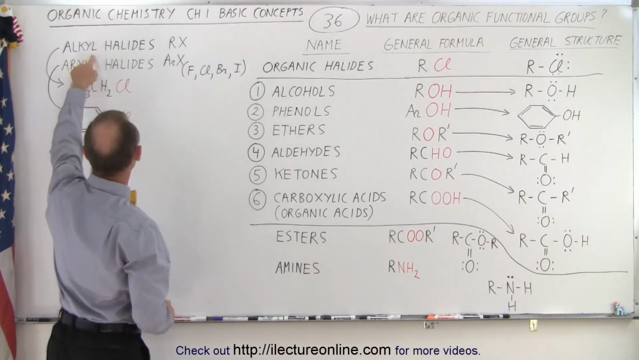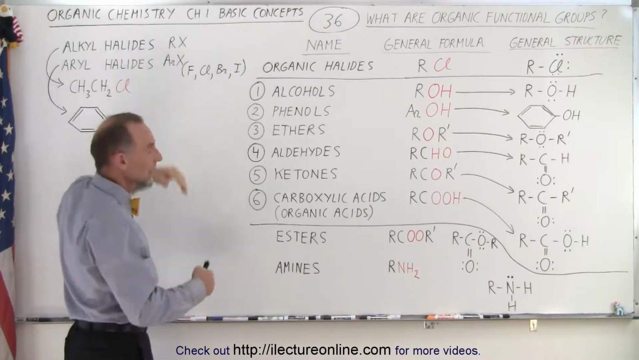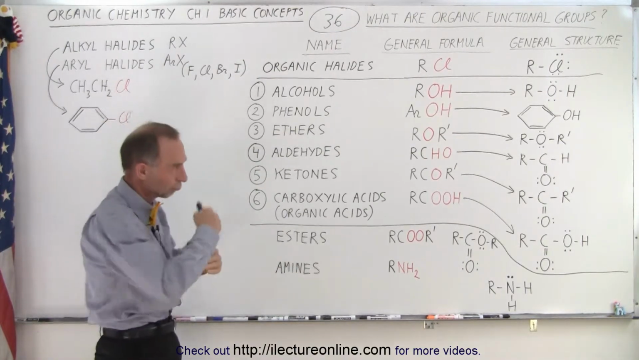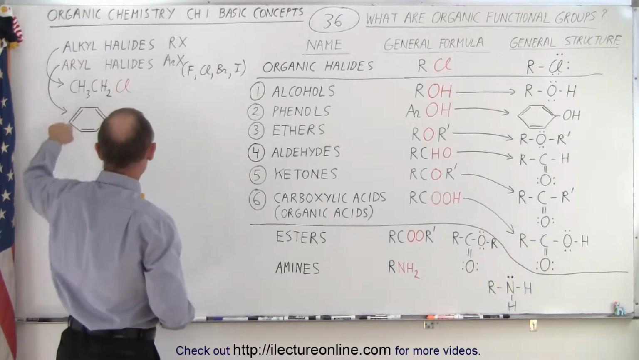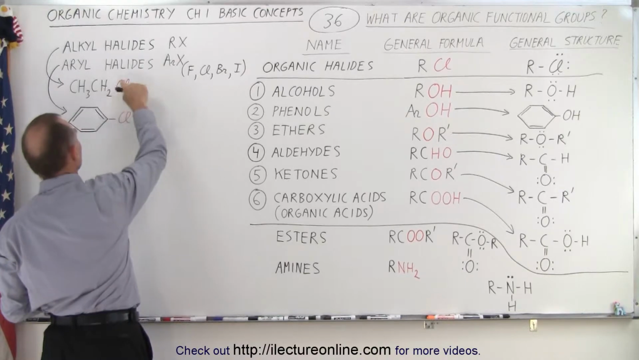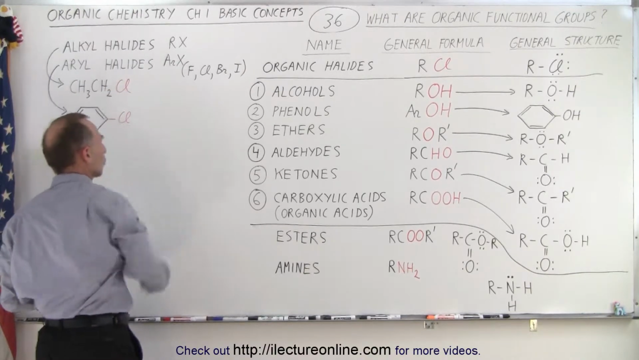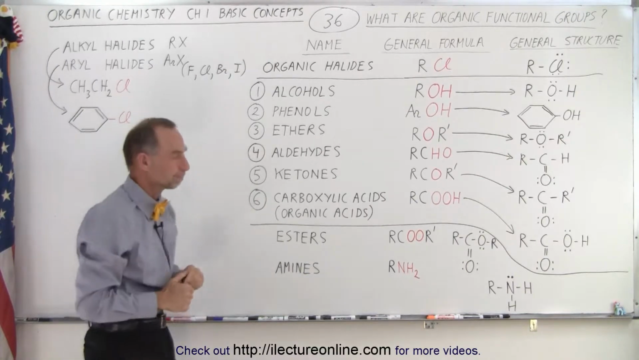Notice there's also 2 kinds. We have what we call the alkyl halides and the aryl halides. The alkyl halides simply have a straight string or kind of a bent string, and the aryl halides have an aromatic ring or a benzene ring, and notice we have a single chlorine attached to either the chain or to the ring. So those are the 2 different kinds of organic halides.